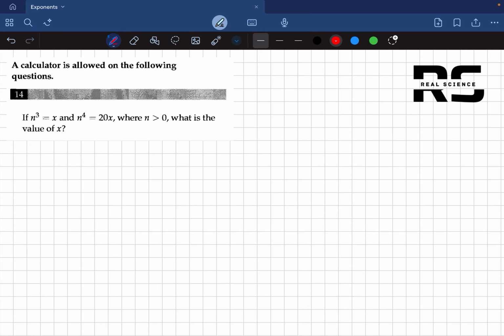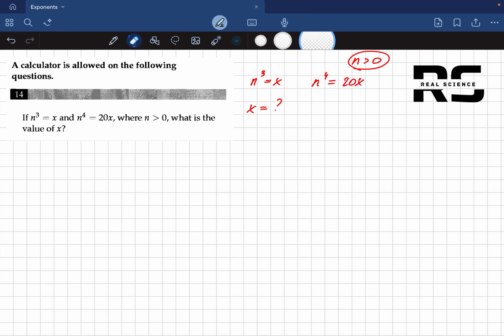In this case, the calculator is allowed. So let's just try to solve that. So n cubed is equal to x, and n to the power of 4 is equal to 20x. If n is more than 0, meaning that it is a positive number, what is the value of x?